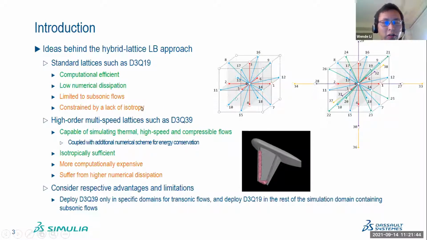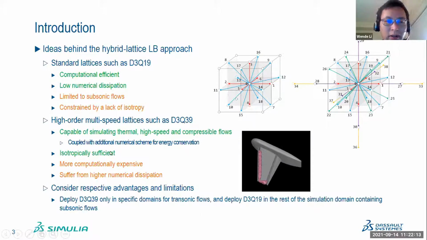So in PowerFLOW, for transonic flow simulation, we use a D3Q39 lattice. In the literature, there are different kinds of D3Q39 lattice. They differ in stencils and weights. And in PowerFLOW, we use this kind of D3Q39 lattice. This lattice is capable of simulating thermal, high-speed and compressible flows when coupled with an additional numerical scheme for energy conservation.